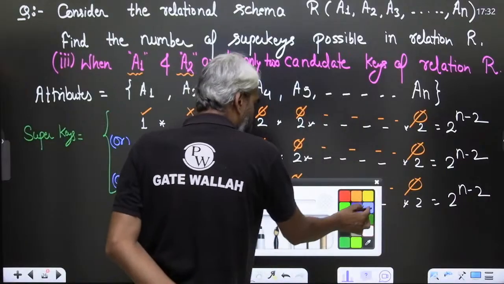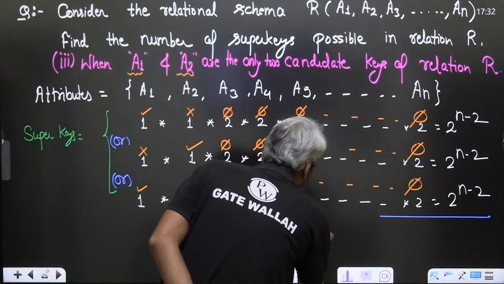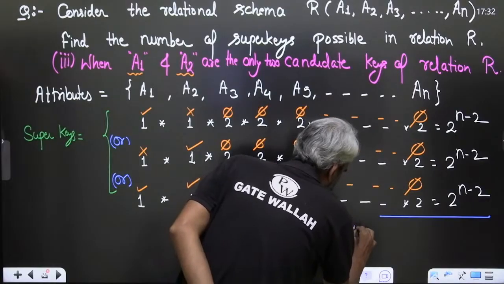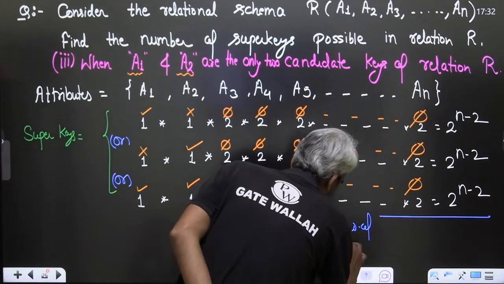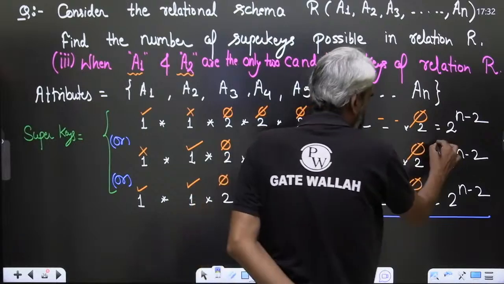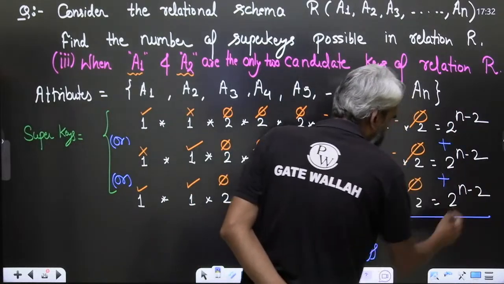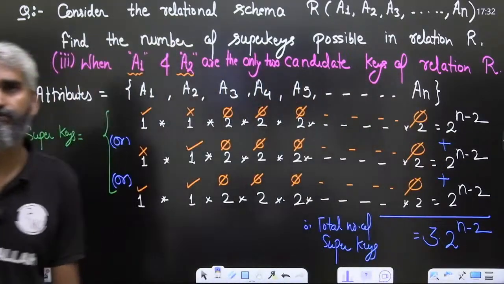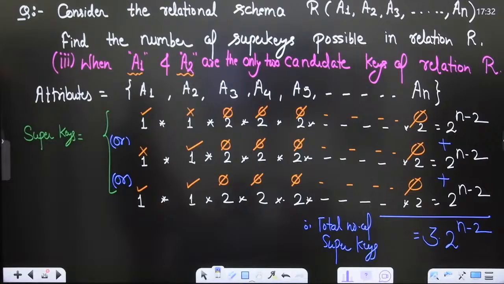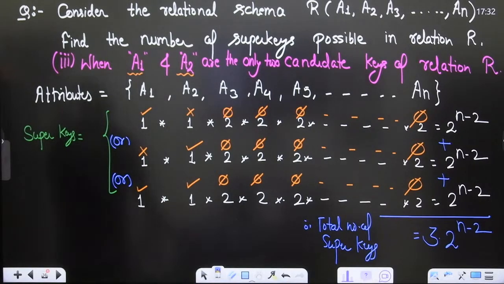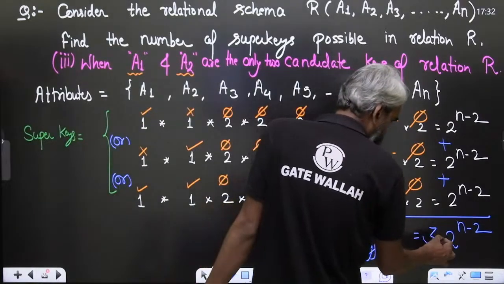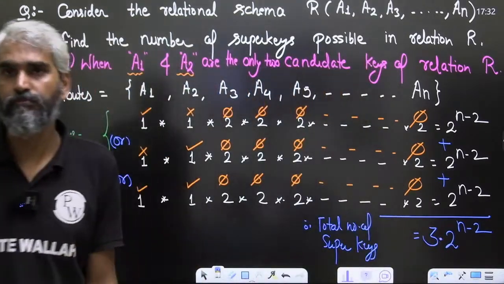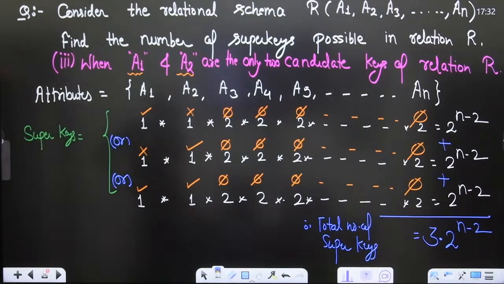So if somebody asks me the total number of super keys, you can define the super keys using this concept, or this concept, or this concept. This will be 3 times 2 raised power n minus 2. Clear? Three times. Tell me, is it clear?